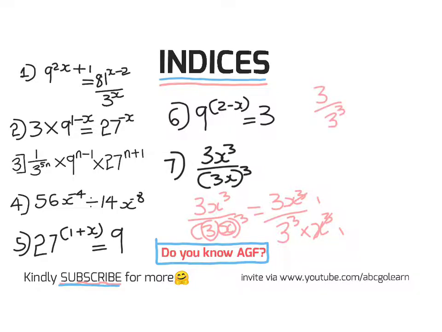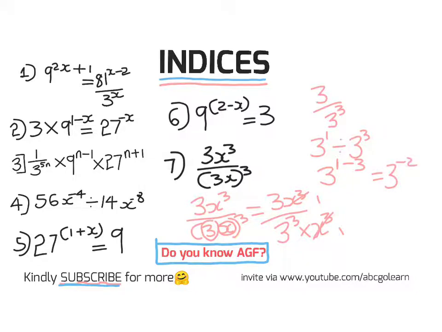Now with this, indices tells us that 3 is still the same thing as 3 raised to power 1. Now you have 3 raised to power 1 divided by 3 raised to power 3. So we can say 3 raised to power 1 minus 3, which is still the same thing as 3 raised to power minus 2.